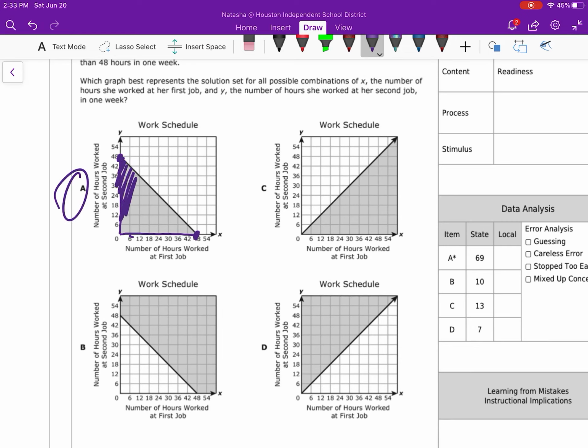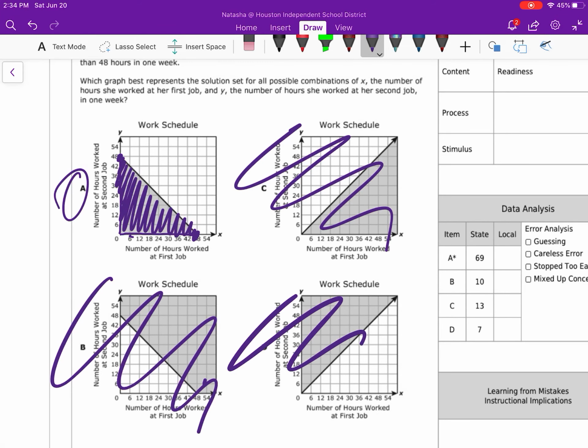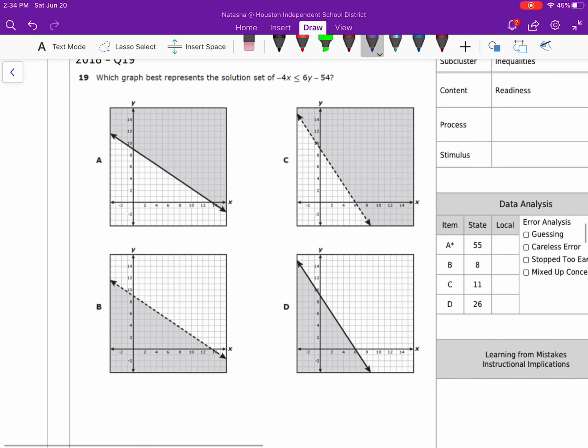So A has to be the answer choice, because she can only work within this window, so it's only going to be below here. Anything out of that window on the other side is going to be over 48 hours. B, the line is graphed correctly, but the shaded region is not. So B is not the answer choice. C, it's not even close. They've got over 48 hours worked combined, so I don't even know what they were trying to do there. Same with D, okay? So your answer choice is A.